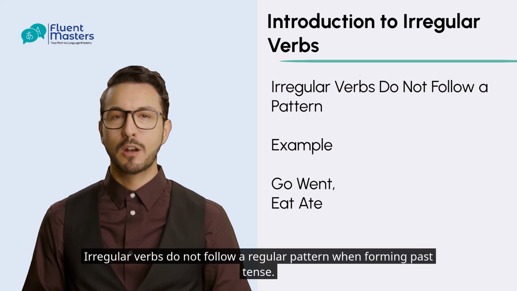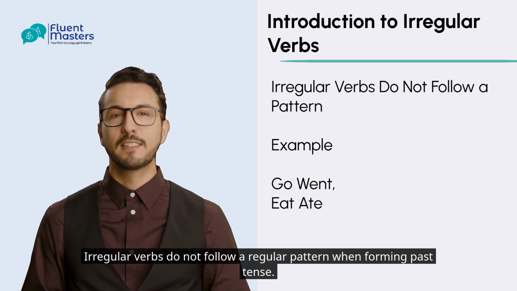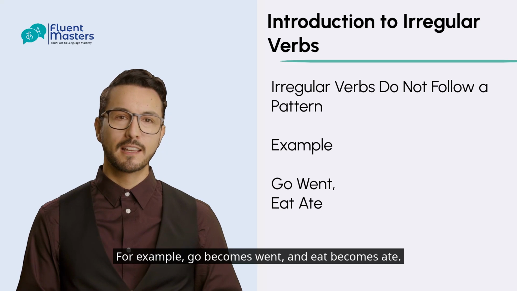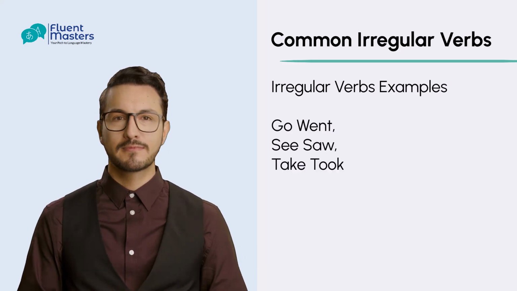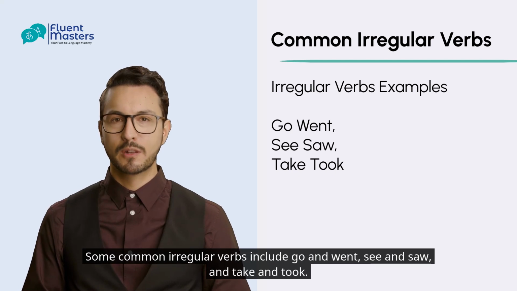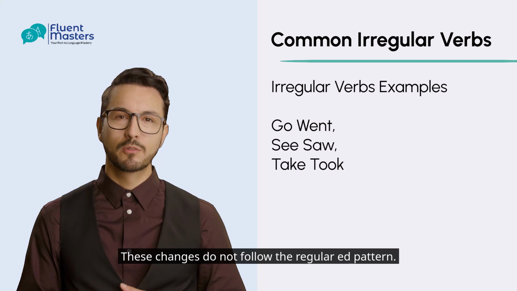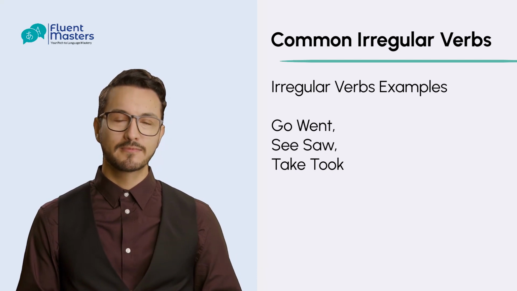Irregular verbs do not follow a regular pattern when forming past tense. Their forms can change completely. For example, go becomes went, and eat becomes ate. Some common irregular verbs include go and went, see and saw, and take and took. These changes do not follow the regular ed pattern.